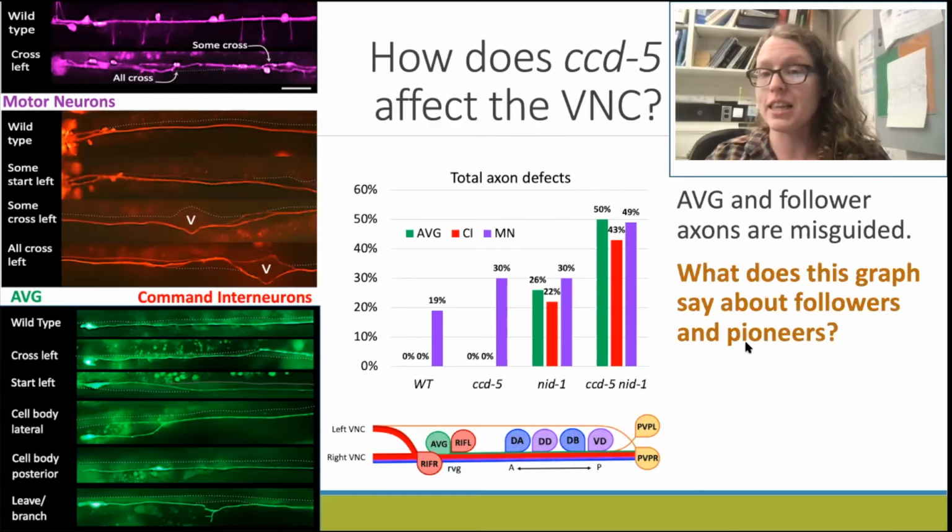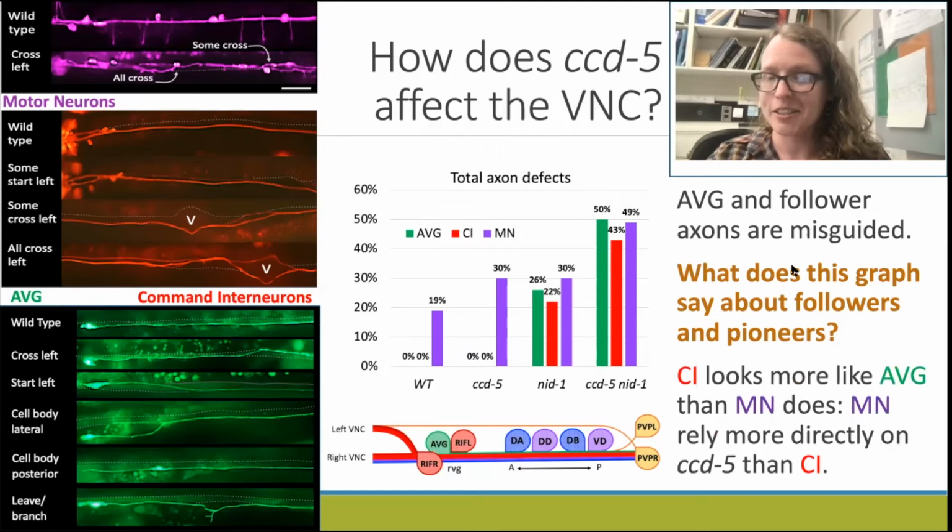But there's another interesting thing going on here. What's the big difference that you see between the purple and the red? Give it a moment. The red looks like AVG. Command interneurons look like AVG. And the motor neurons don't. Motor neuron axon defects seem to be affected by that CCD5 single mutant defect in a way that command interneurons aren't. So that's already an interesting thing.